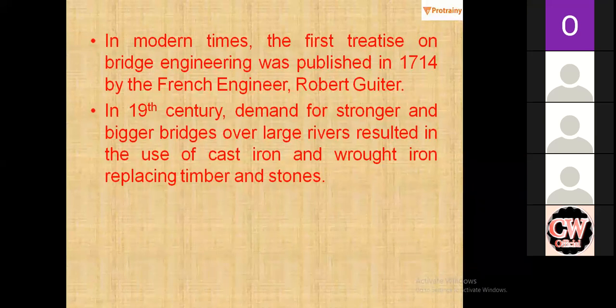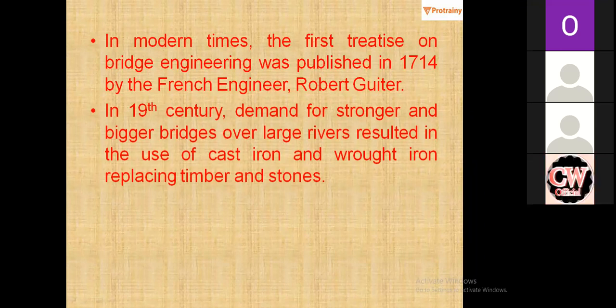In modern times, the first treatise on bridge engineering was published in 1714 by the French engineer Robert Guite. In the 19th century, demand for stronger and bigger bridges over large rivers resulted in the use of cast iron and wrought iron replacing timber and stones.